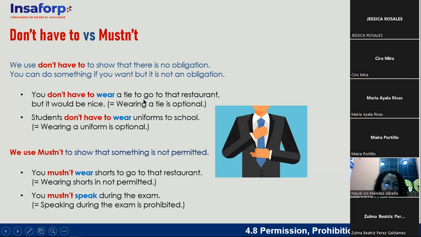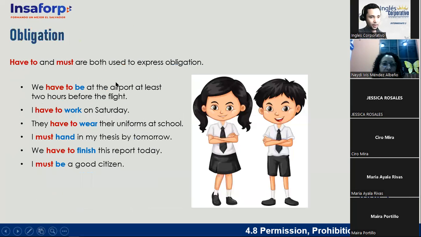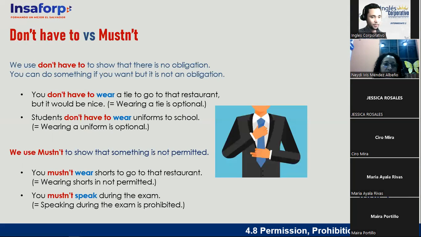Entonces, recapitulando acá. Si usted utiliza have to y must, eso se expresa en una obligación o una necesidad muy fuerte. ¿De acuerdo? Mustn't implica prohibición y don't have to implica que es algo opcional. Si usted quiere, lo hace. Si no quiere, no lo hace. No hay problema. Okay. Before we continue, do you have any questions?